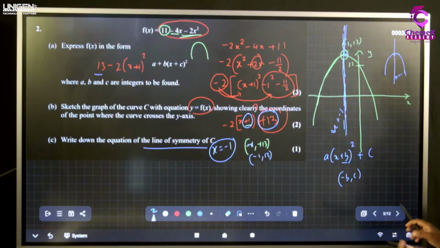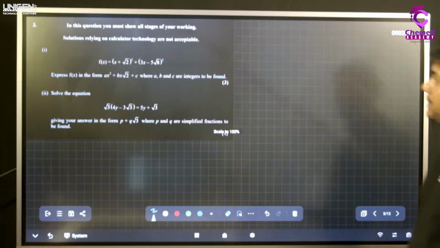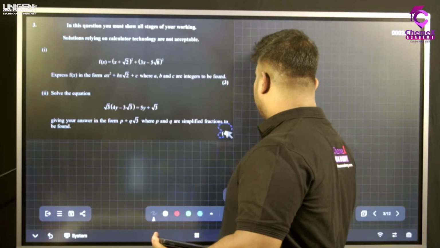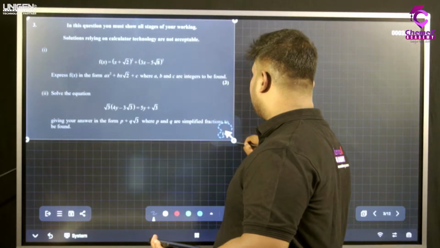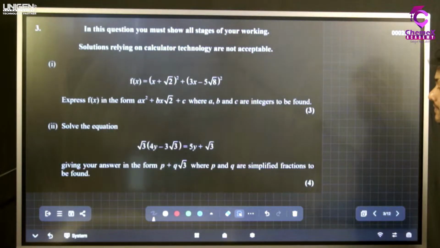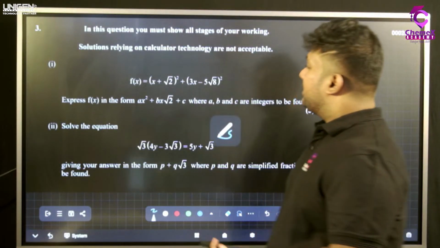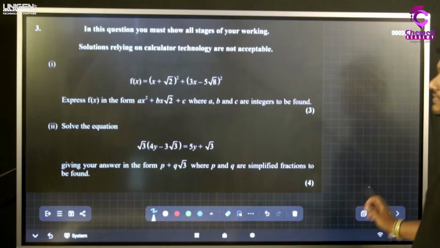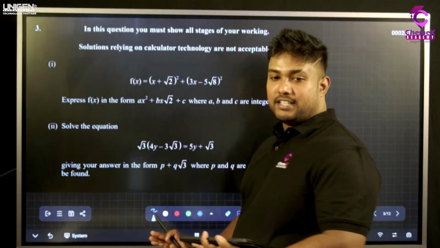Okay, let's move on to the next part. If this is not clear, tell me. Today I can't view the entire board. I have to change the settings once again. I hope the board is clear for you, right?